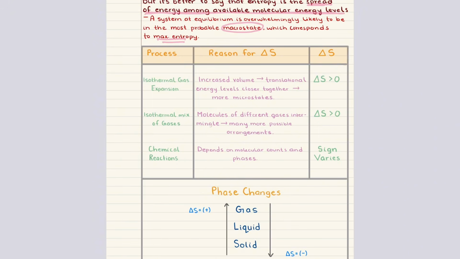So with this in mind, let's turn back to our examples and start thinking about what entropy value looks like for each of the scenarios. We're going to start with an isothermal gas expansion. At constant temperature, increasing the volume gives each molecule more positions it can occupy. In a larger container, the spacing between translational energy levels decreases, so more of them are thermally accessible at the same temperature. That means the number of microstates increases, and that's why the system's entropy also increases.